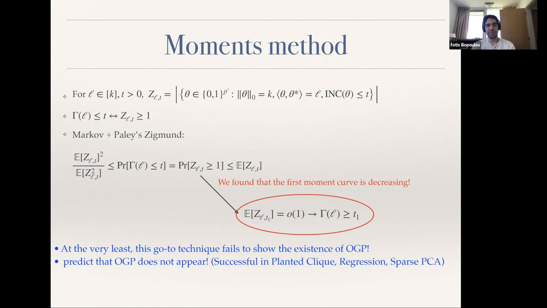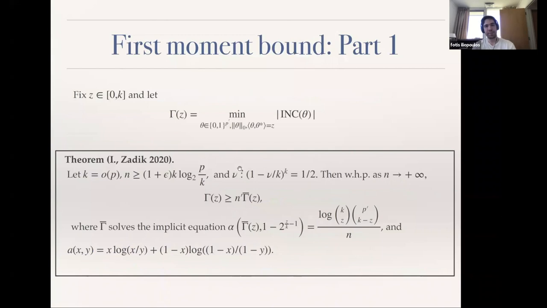Okay. So we did not do the second moment method because it would not help us. Because already the first moment shows that the moment curve is decreasing. But let me tell you a bit why this lower bound looks like.